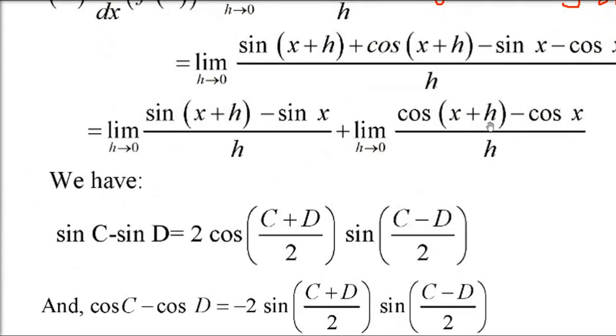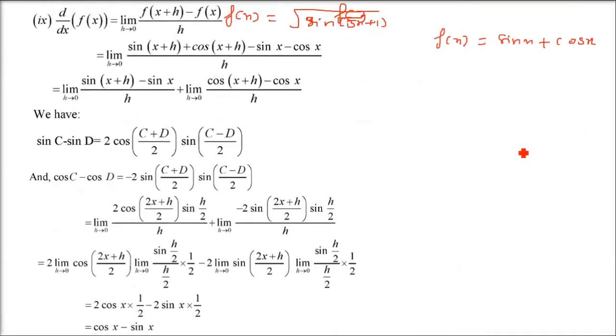Sin c minus sin d is what? And here cos c minus cos d is what? We have a formula. So this is 2 cos (c plus d) by 2 sin (c minus d) by 2. Here it will be minus 2 sin (c plus d) by 2 sin (c minus d) by 2. Now apply the formula. Now whatever term is coming, this is sin h by 2. You already have h, divide by 2, multiply by 2. This is going to be 1, 2 gets cancelled. So cos (2x plus h) by 2, now apply h is 0 also, 2 gets cancelled. So only cos x will come and there is a 2 also. So 2 and 1 by 2 gets cancelled, so only cos x will come.